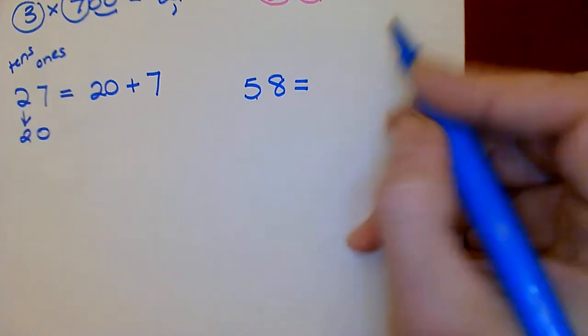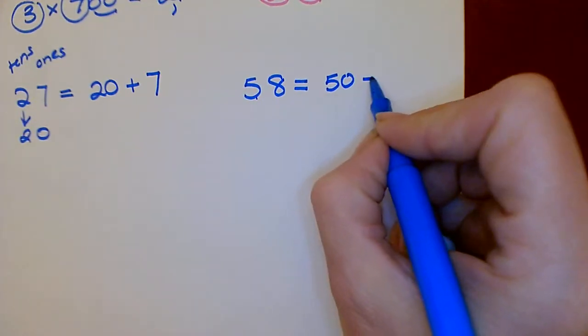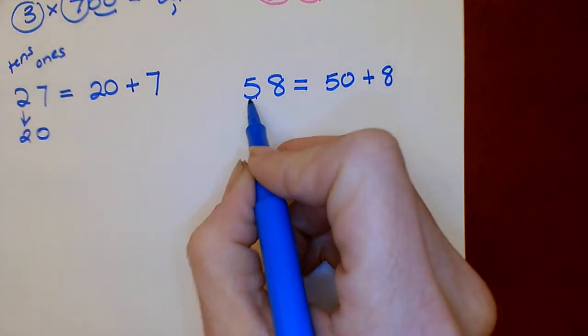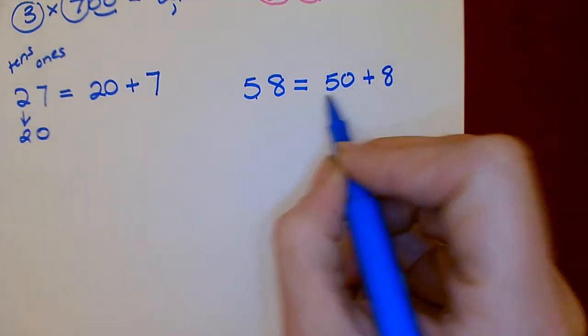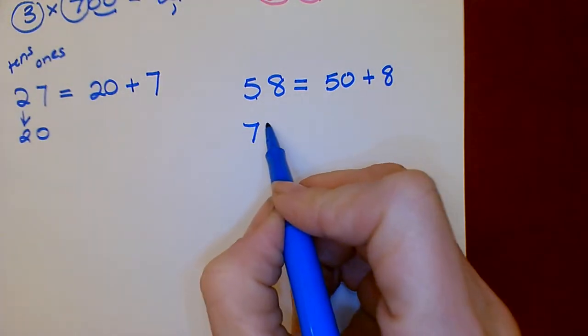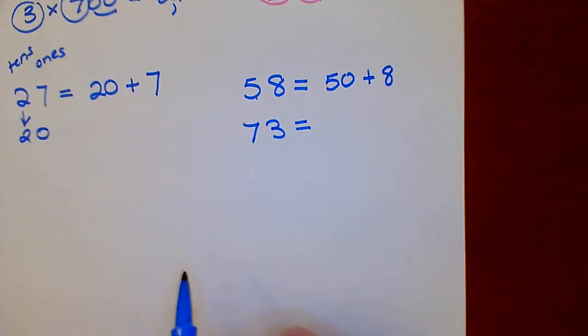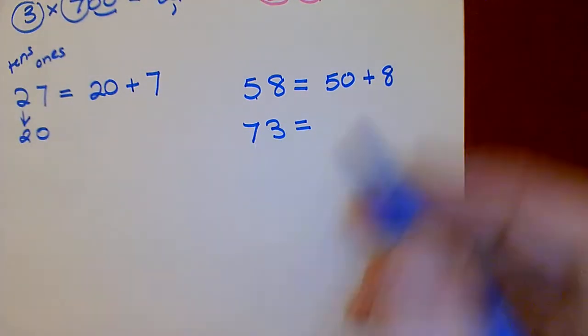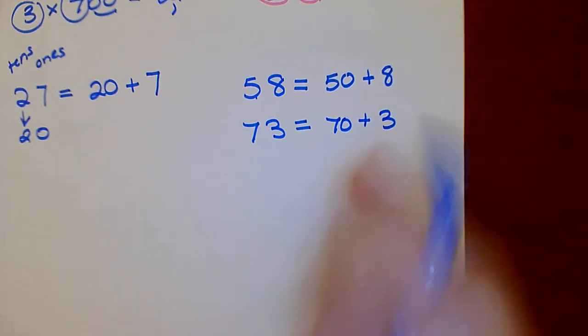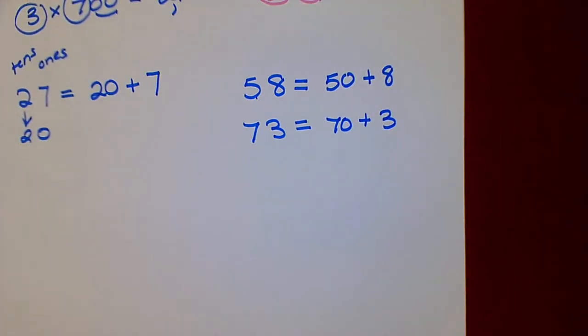We have 5 tens, which is 50, plus 8 ones. And again, I could have also said 5 with a 0 next to it for the value of that one. And let's try one more of these easier ones, 73. So 7 is in the tens, so that's 70, and 3 is in the ones. So that's expanded form for these numbers.